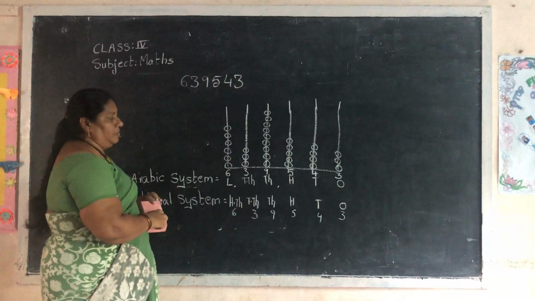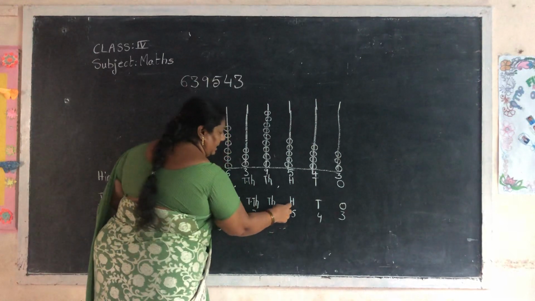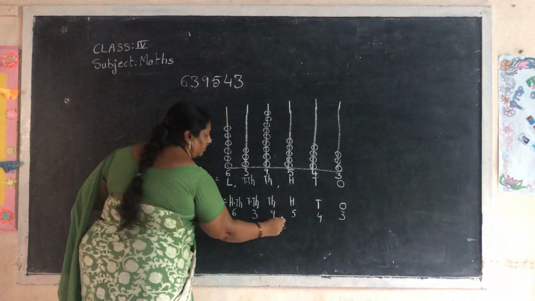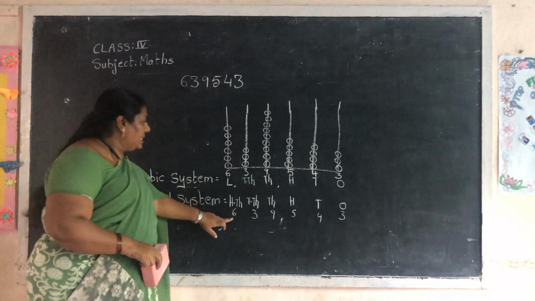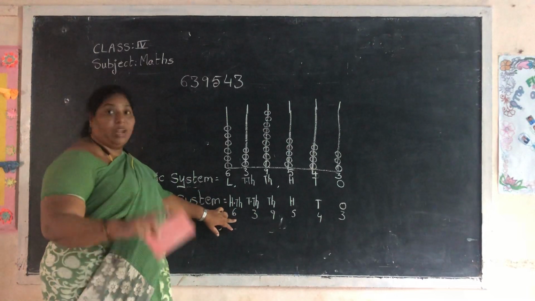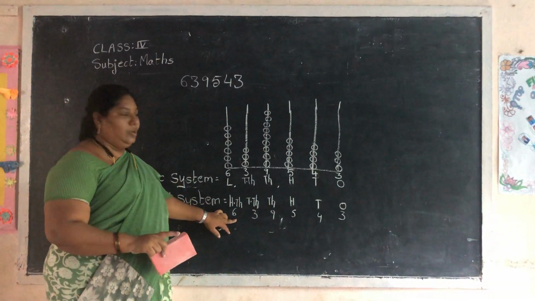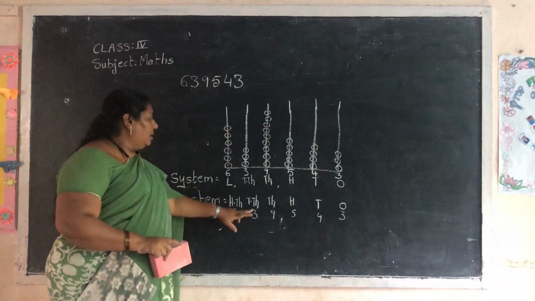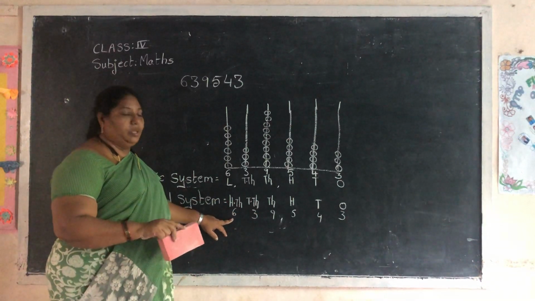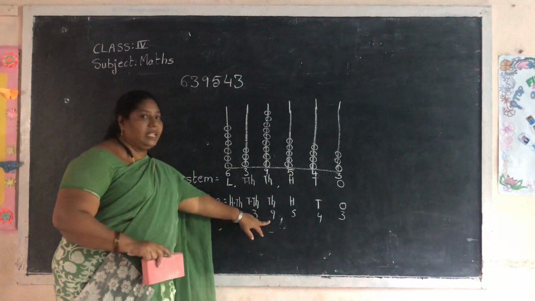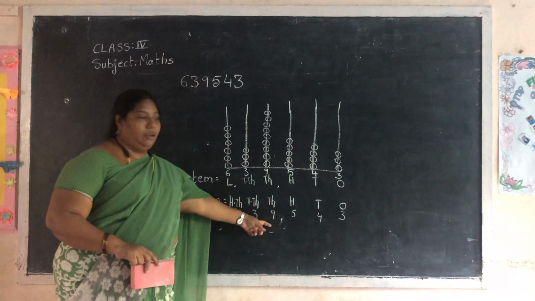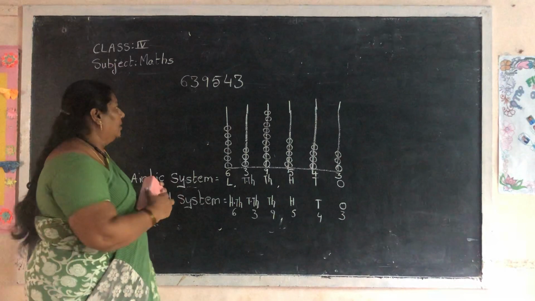3, 4, 5, 9, 3, 6. In the international system, in the ones period, 3 places. Next, in the thousands period also, 3 places. So how do you read? 639,000. See, these 3 are in one period only, so you should read them at a time. Don't read 600,000, 30,000, 9,000. These 3 places are in one period only, so you should read these 3 places at a time. 639,543.